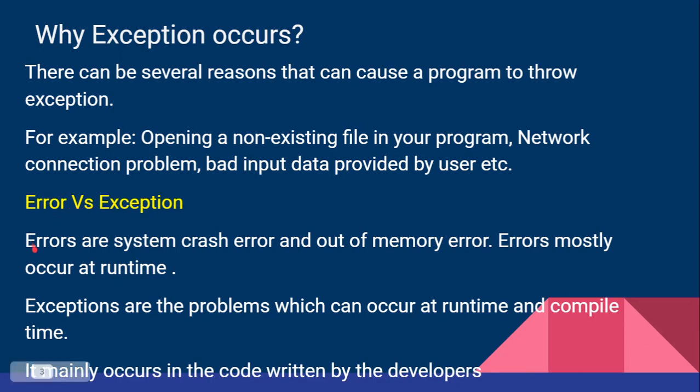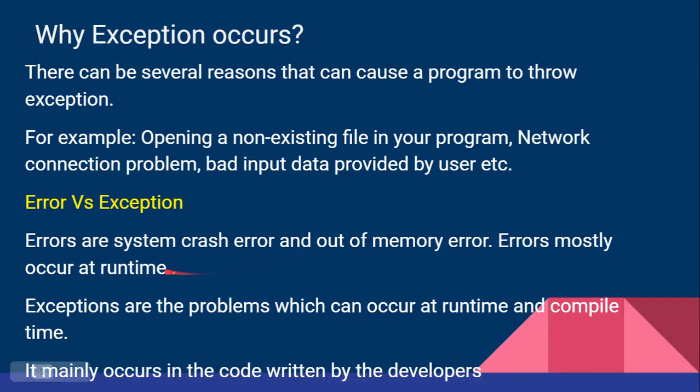And let us know the difference between the error and the exception. Errors cause the system to crash or run out of memory. That means they are concerned with the hardware part of the system. So that may cause the system to crash or stop for some time, and that is called an error. And these errors can happen only during the runtime. Exceptions are the problems which can occur at both runtime and compile time. It happens when there is some error in the code written by the developers.